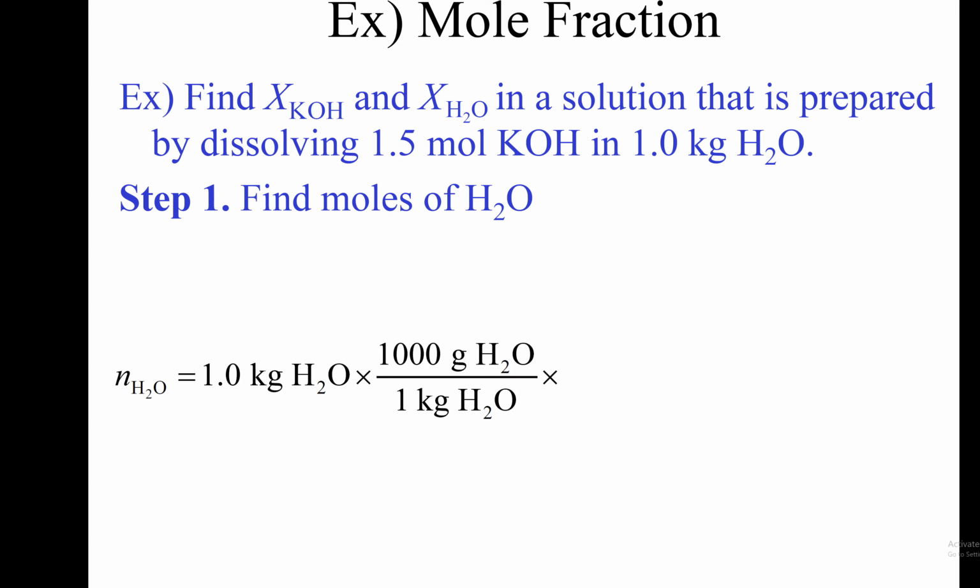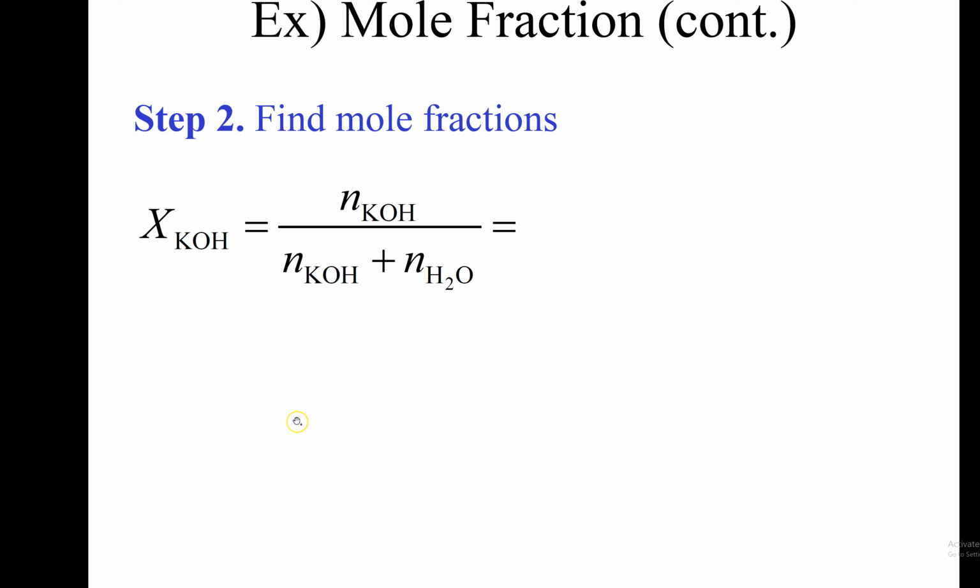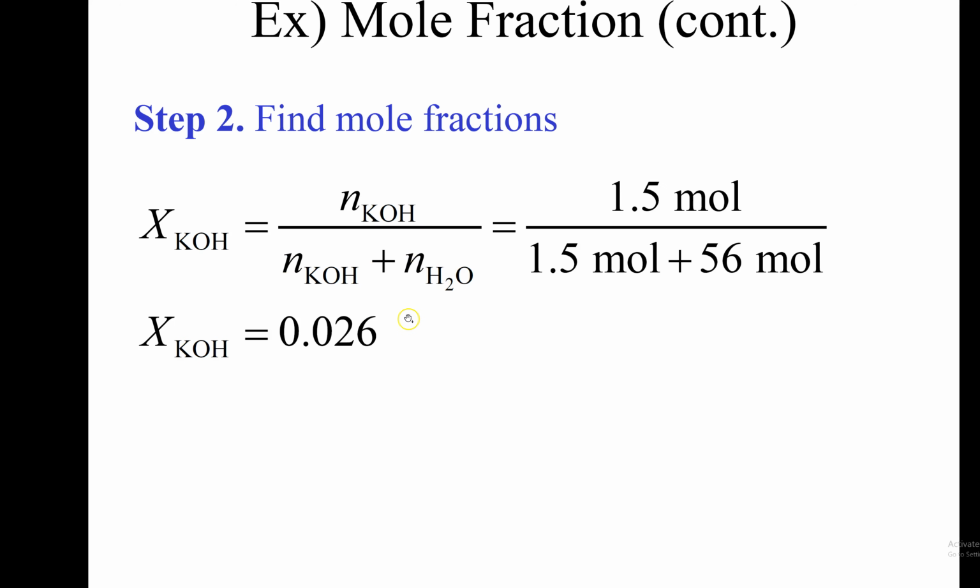We're going to multiply by 1,000 grams divided by 1 kilogram, which gives us the kilogram amount in grams, and then we divide that by the molar mass. What that gives us is 56 moles of H2O. It's a very classic example of going from a gram to a mole, and that gives us our n value. Second, we calculate the mole fraction. We need to figure out what the nKOH is and what the nH2O is. So we take the 1.5 moles divided by 1.5 moles plus 56, and we get 0.026 for that.